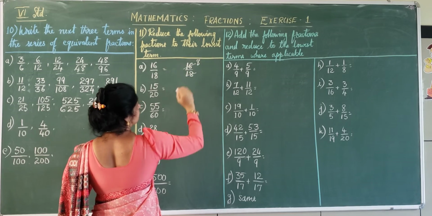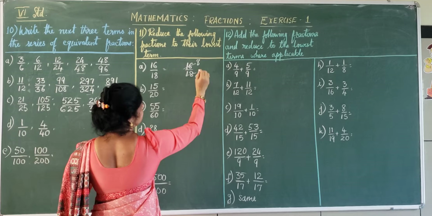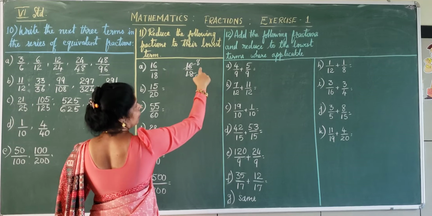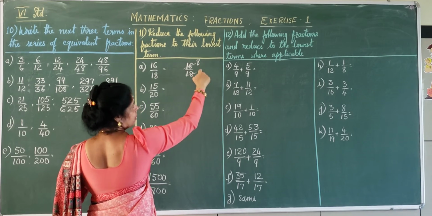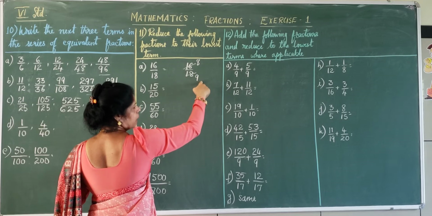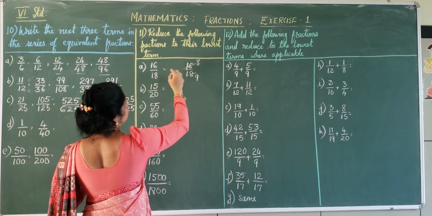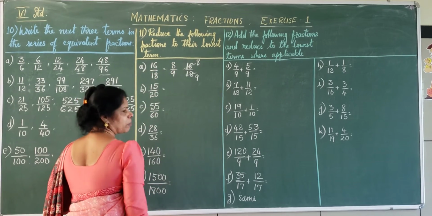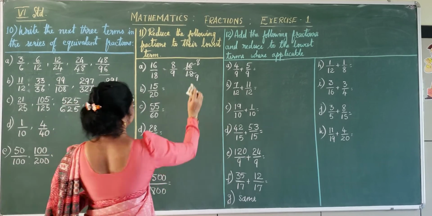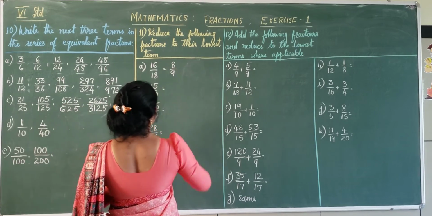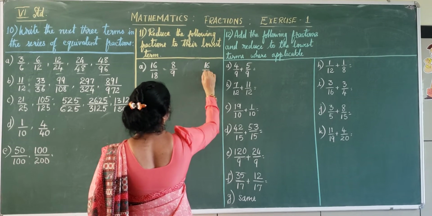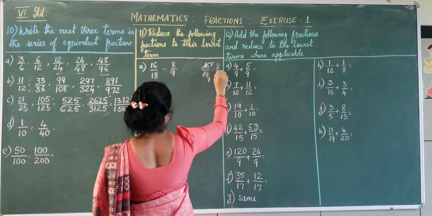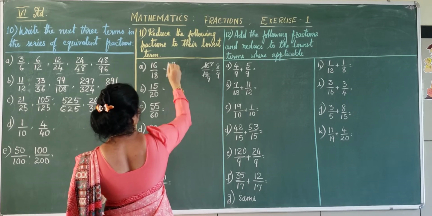2 8s are 16, 2 9s are 18. Isn't it? Further, you cannot divide it because here one is an even number and the other one is an odd number. So there is no table to divide both of them. So you have to write it as 8 by 9. This is the simplest form of 16 by 18. I'll write it here. 2 8s are 16 and 2 9s are 18. So this is nothing but 8 by 9. So the same thing is written here.